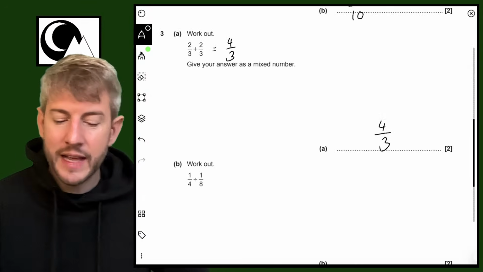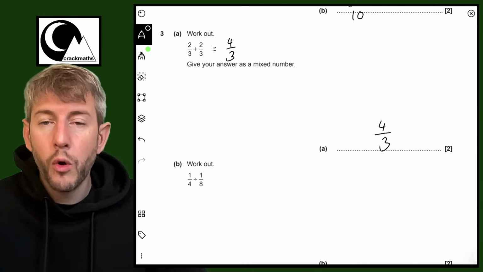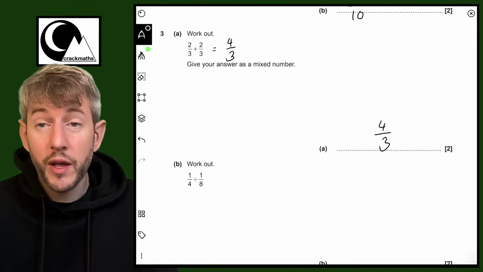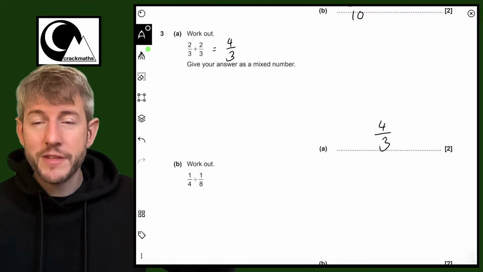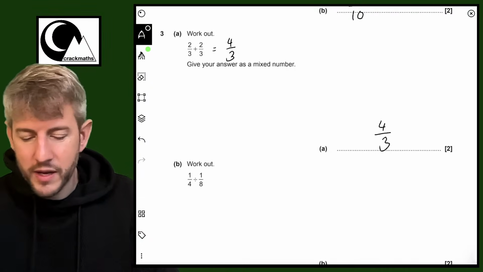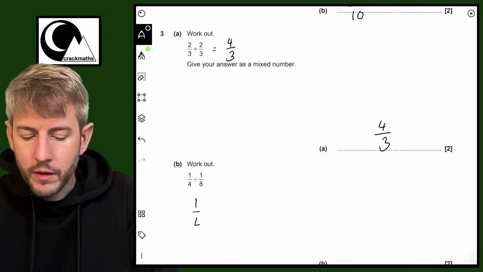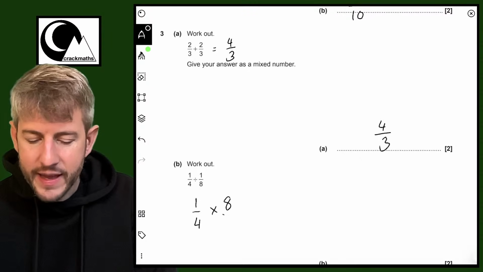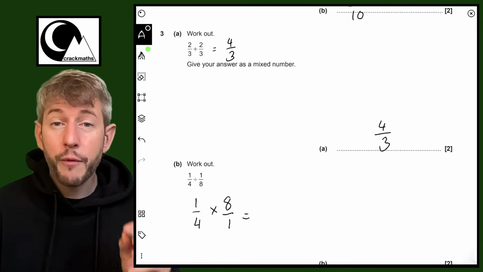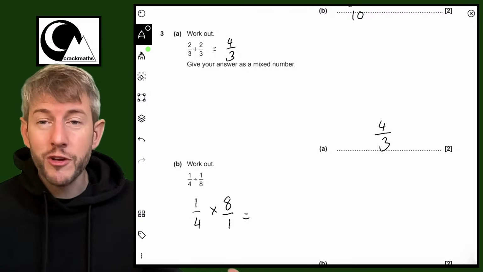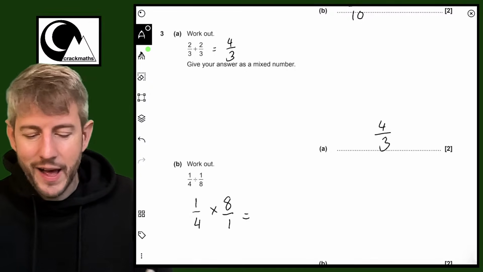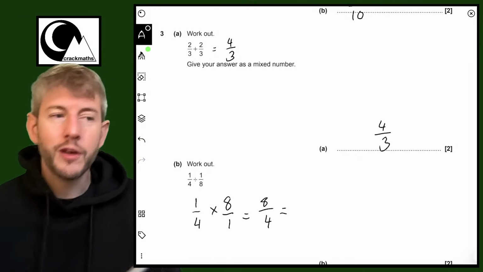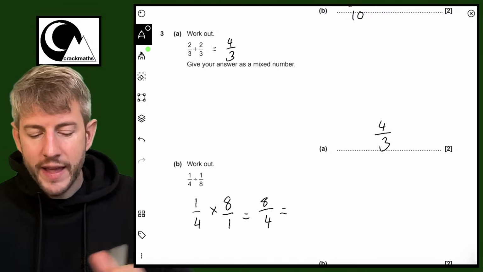Part B here, let's have a look. Work out 1 quarter divided by 1/8. Now, in order to divide by a fraction, what we do is we flip the second number and then just multiply. So 1 over 4 divided by 1 over 8 becomes 1 over 4 multiplied by 8 over 1. Now with fractions, when we multiply them, we can just multiply across. So 1 times 8 is 8. 4 times 1 is 4.